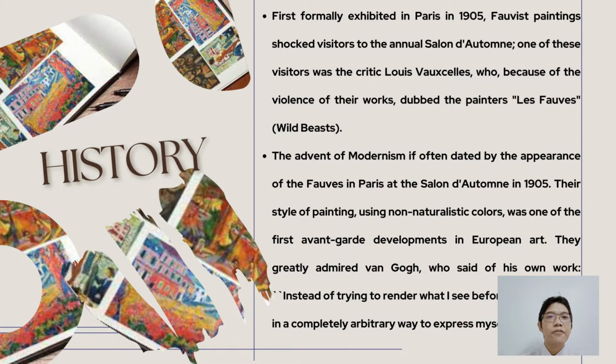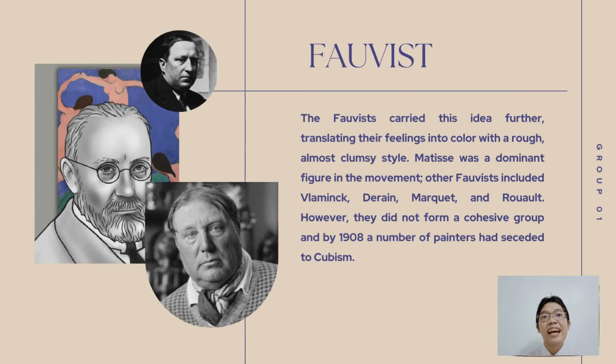They greatly admired Van Gogh, who said of his own work, "Instead of trying to render what I see before me, I use color in a completely arbitrary way to express myself powerfully." And now, the Fauvists carried this idea further, translating their feelings into color with a rough, almost clumsy style. Matisse was a dominant figure in the movement. Other Fauvists include Vlaminck, Derain, Marquet, and Rouault.